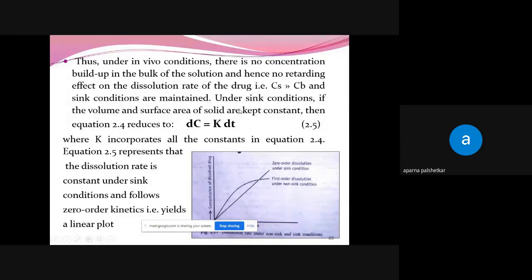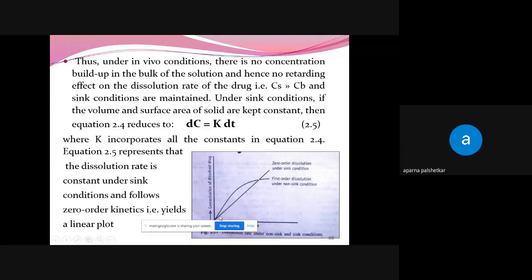Under sink conditions, if we keep the volume and the surface area constant, as per this theory, you are taking a constant volume for carrying out the test, and the surface area is also remaining constant, so there is no change in the surface area of the drug. Then the equation can be given as dC/dt is directly proportional to the constant K, which can also be written as dC = K dt.